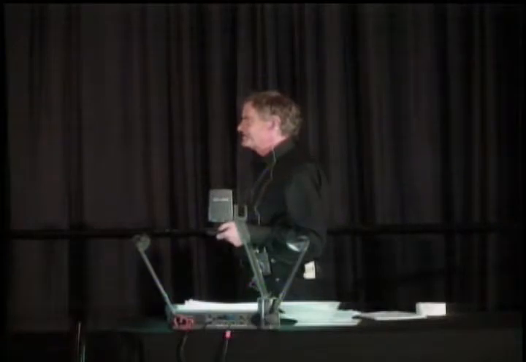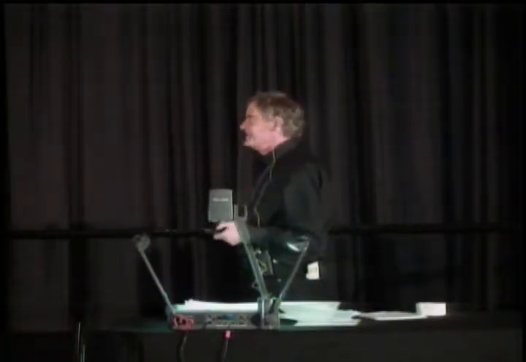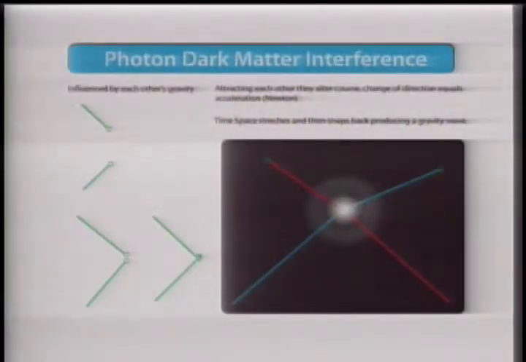fact there is no dark matter. Matter is just the interference of photons crossing paths. As they cross paths, they interfere with each other gravitationally. They change direction and create a slight gravity. So it looks like there's matter, but it's actually just photon interference. And there's no dark energy either. It's like there's dark energy. It's just because we're all walking away from it all the time.